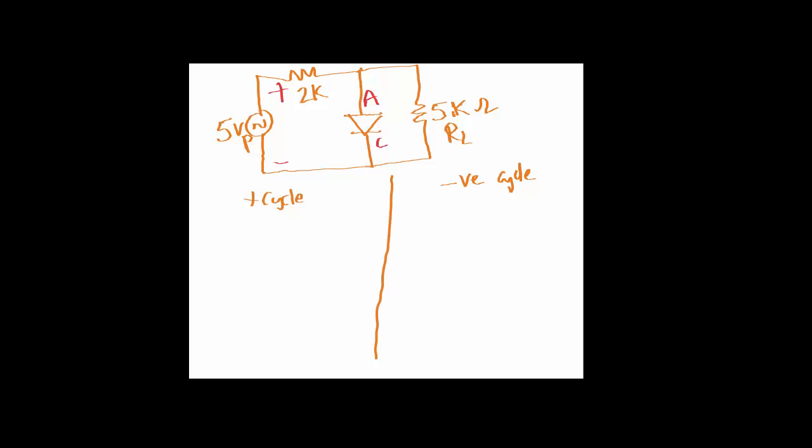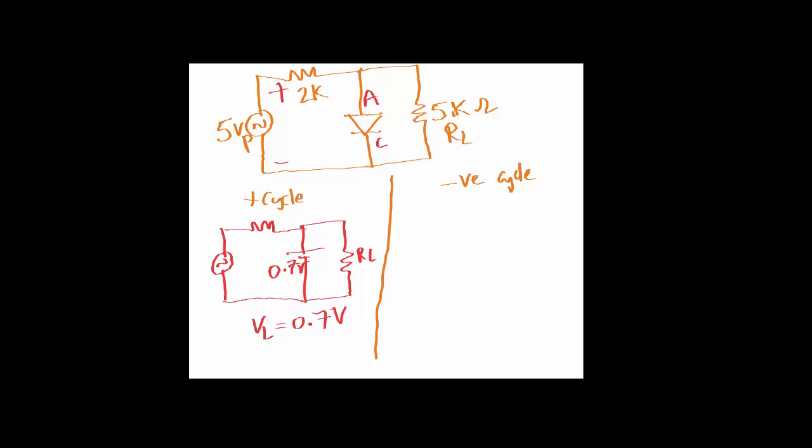During the positive half cycle, the diode will be forward biased. If I redraw it in forward bias, the anode is on the top, that's positive, and the cathode at the bottom, that's negative. During forward bias, the diode is basically acting as a 0.7 volt voltage source connected across that load resistor. So the voltage across the load resistor will be 0.7 volts, because the diode acts as a 0.7 volt source when it is forward biased.